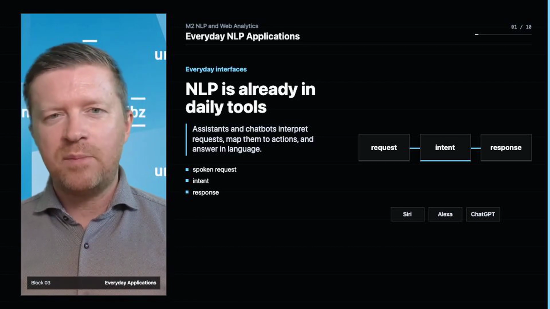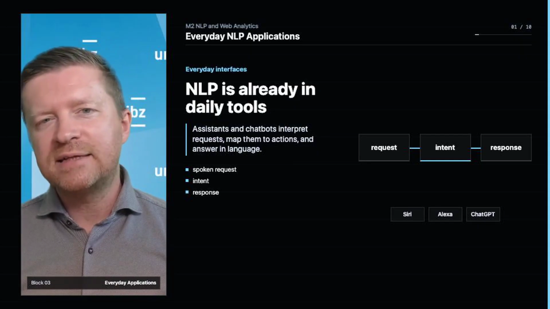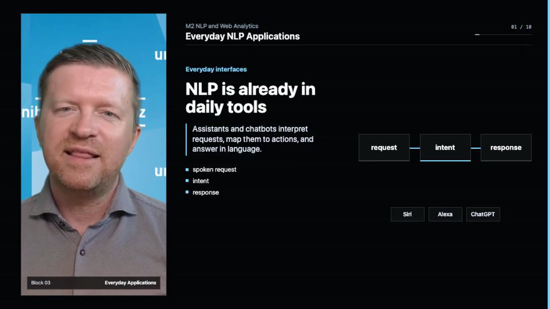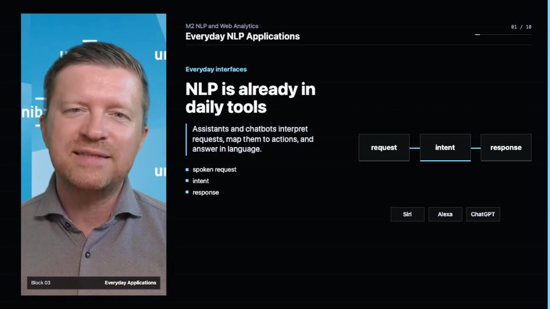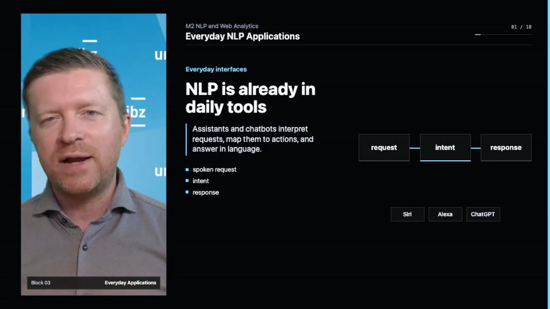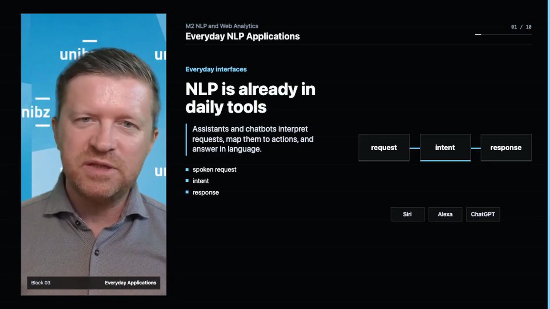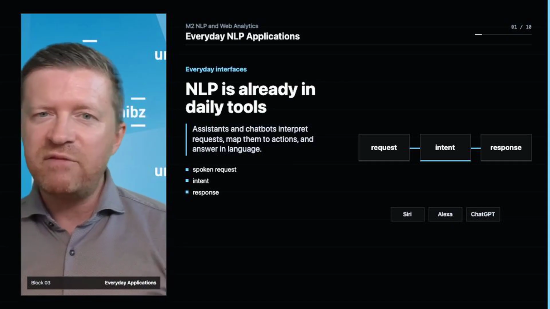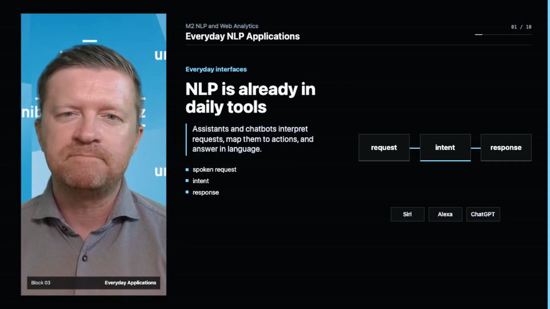The first examples are personal assistants: Siri, Alexa, and Google Assistant. These systems use NLP to interpret spoken requests, map them to actions, and generate responses. More recently, systems such as ChatGPT, Claude, Gemini, and other chatbots have made conversational interfaces much more visible.